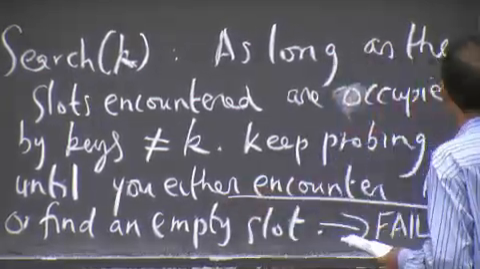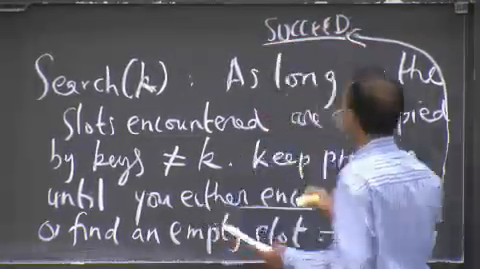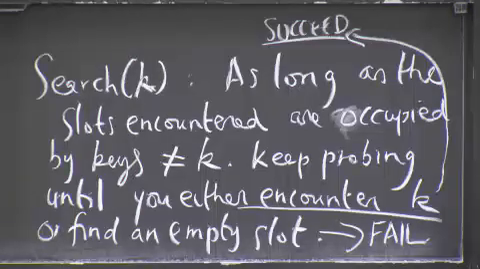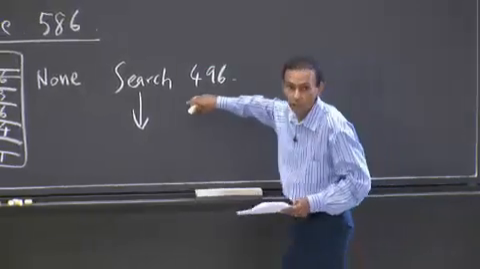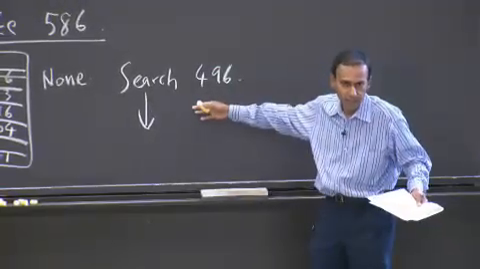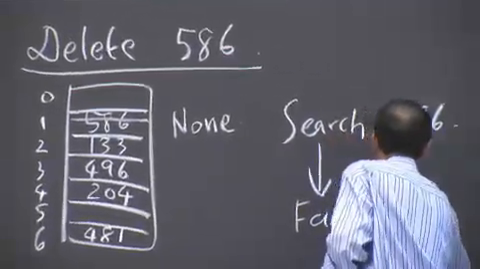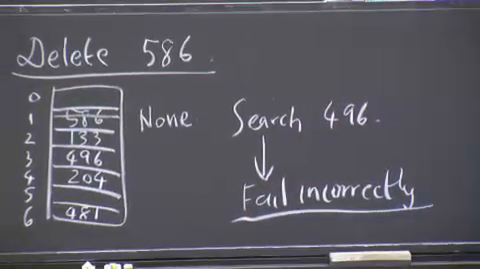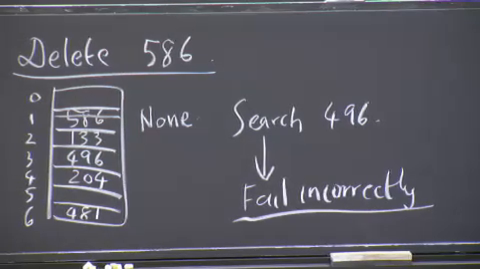If you encounter K, you succeed and return the key value pair. Success means you return the value. And if you encounter an empty slot, it means that you've decided that this key is not in the table, and you say, couldn't find it, right? That makes sense? So this is obviously wrong, because I just inserted 496 into the table. So this would fail incorrectly. Failure is okay if the key is not in there, but you don't want to fail incorrectly, right? Everyone buy that?